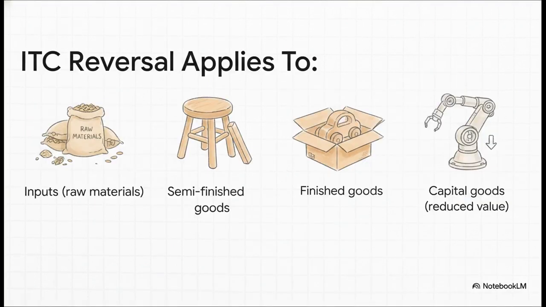And what do we mean by stock? Well, it's pretty much everything. We're talking about your raw materials or inputs, any goods that are still in the process of being made, and of course, all your finished products. This also includes capital goods, like machinery, although the value for those is calculated a little differently.